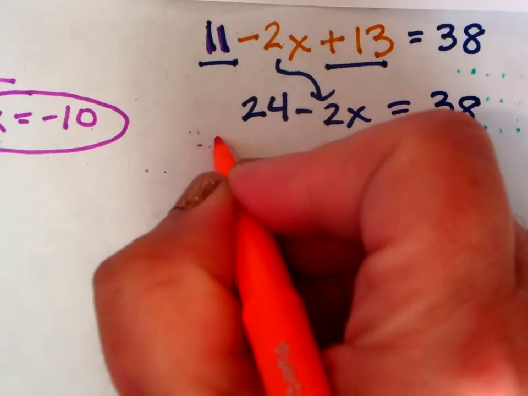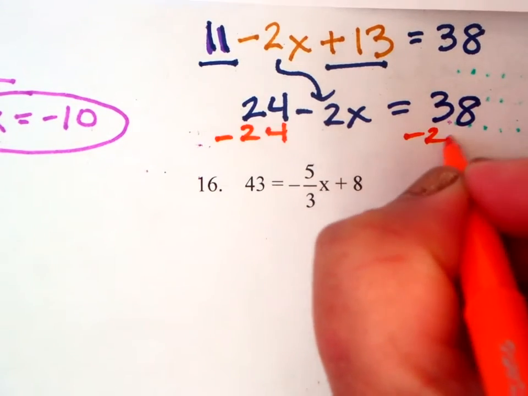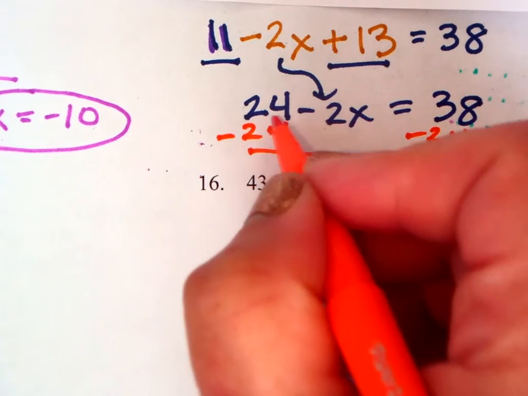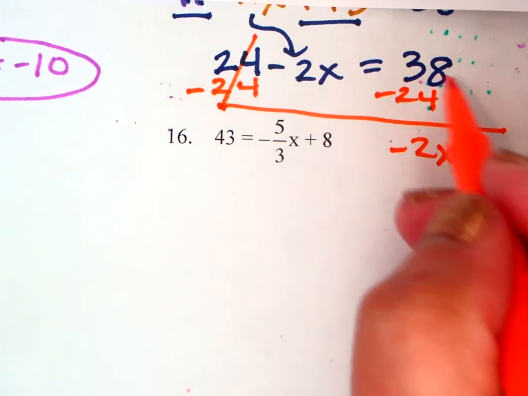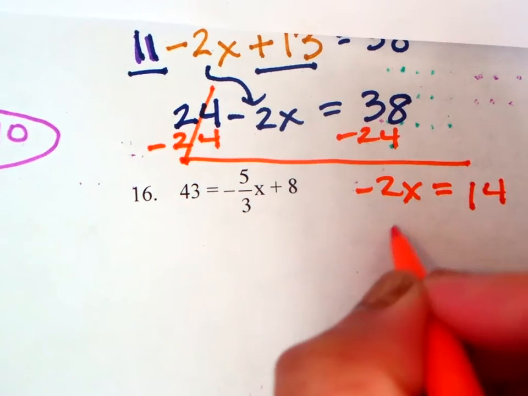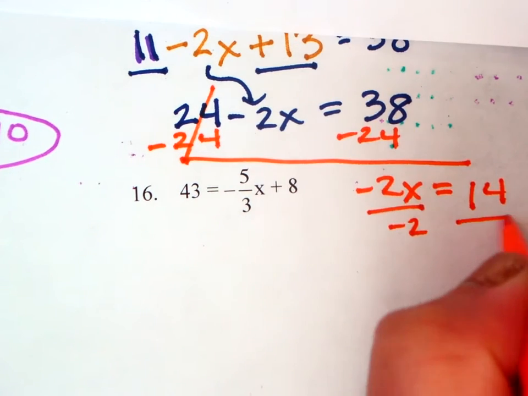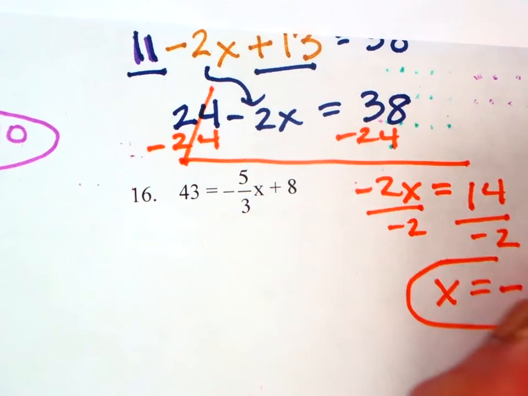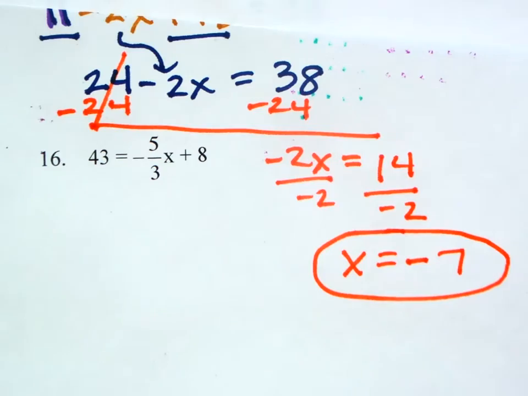Okay, so I'm going to subtract 24 from both sides. Okay, so negative 2x is left, the 24 canceled. 38 minus 24 is 14. So now if I divide that by negative 2, x is negative 7. Oops, excuse me. There you go.